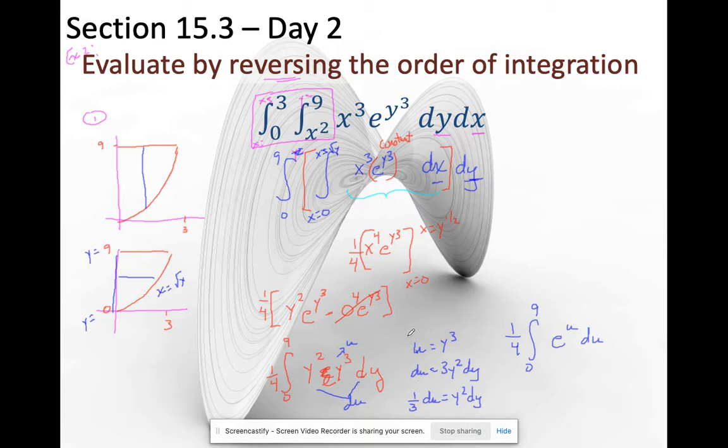Who'd I forget? Yep. Osmosis that 1/3 out there. So I end up with 1/12 e to the y cubed, evaluated at 0 and 9. So that's 1/12 times e to the 9 cubed minus 1, whatever that is. Yes, you could just leave it like that without a calculator.